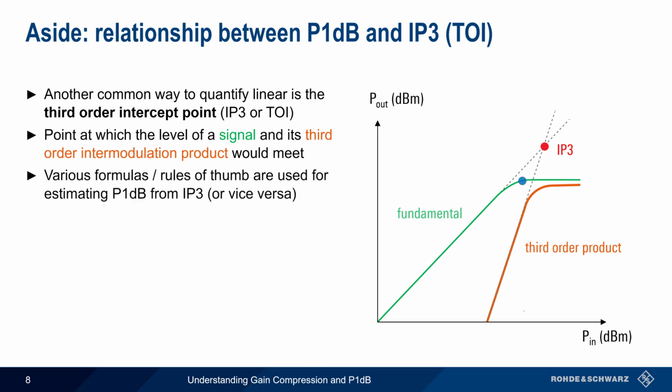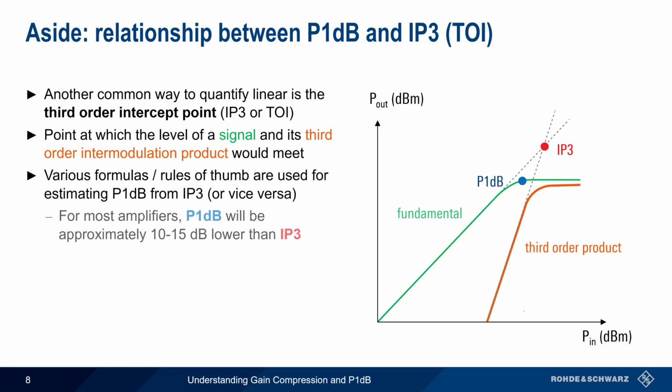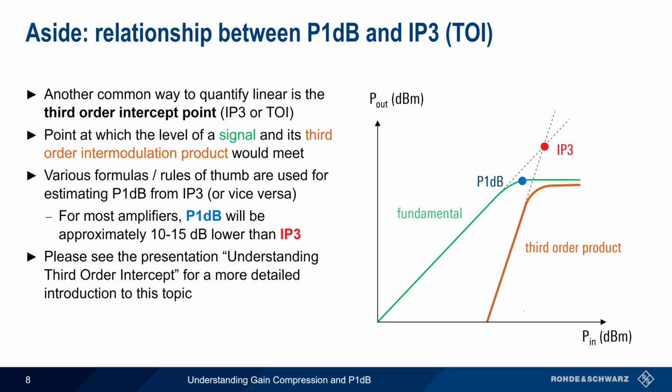Various formulas or rules of thumb exist for estimating IP3 from P1dB or vice versa, and in most cases, the P1dB of an amplifier will be somewhere between 10 and 15 dB lower than IP3. Although IP3 is a very important linearity measurement, we won't go into any additional detail on it in this presentation, so please see the separate presentation, Understanding Third-Order Intercept, if you'd like to learn more about this topic.